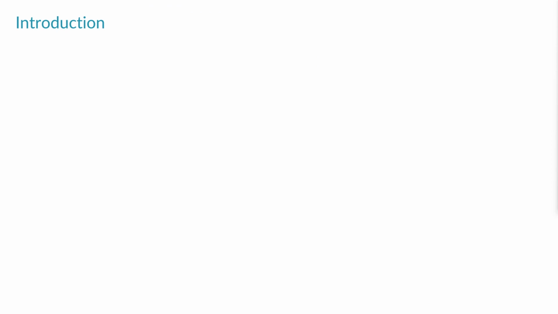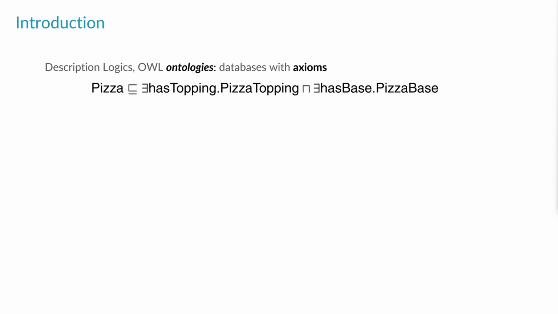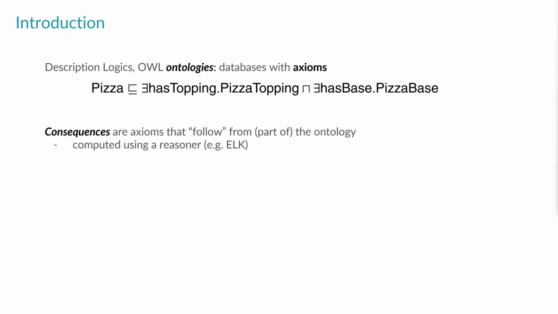So first, from the side of description logics, here's the situation. We are working with OWL ontologies. OWL stands for Web Ontology Language. You can think of these ontologies as relational databases filled with axioms. This is what an axiom looks like. It is a logical construct which, in this example, says that a pizza is something that has a topping and a base. Consequences are our target.